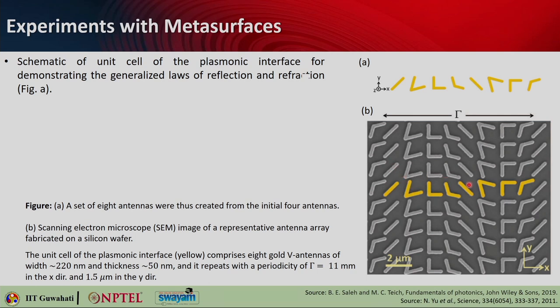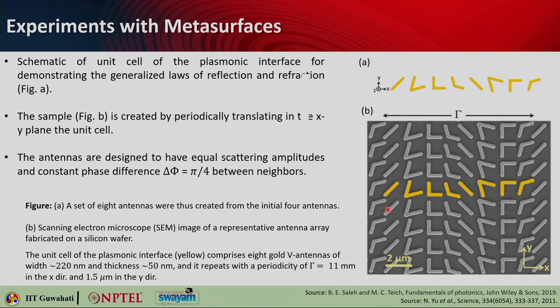Okay, so that is the periodicity in x direction. So this is x direction, horizontal one. So the periodicity is 11 mm. Okay, the whole thing repeats like that. And along this direction, along the y direction, you have 1.5 micrometer as the periodicity.